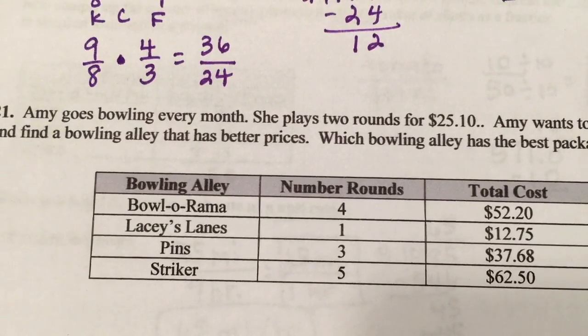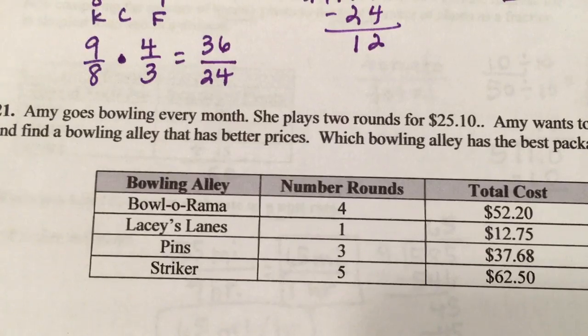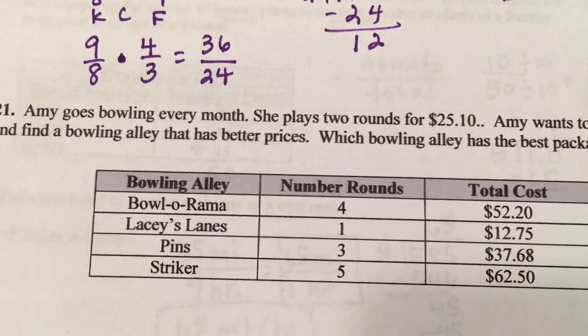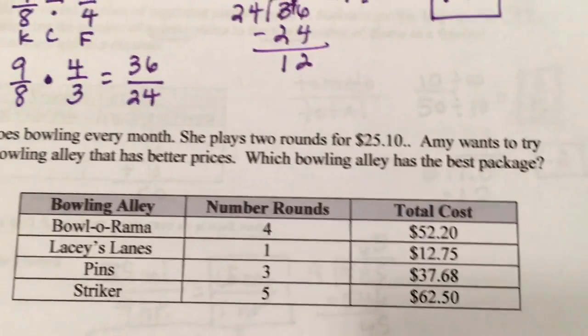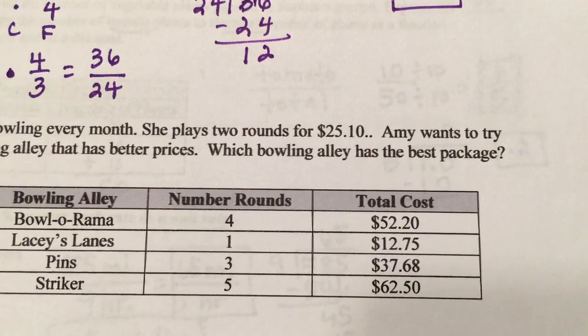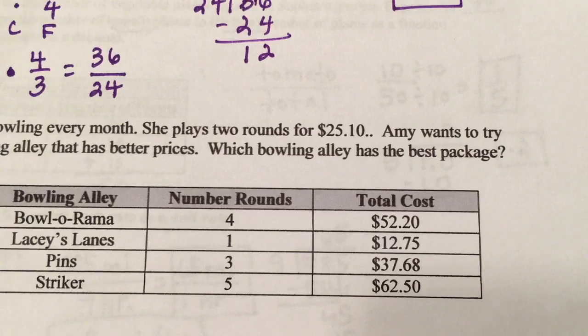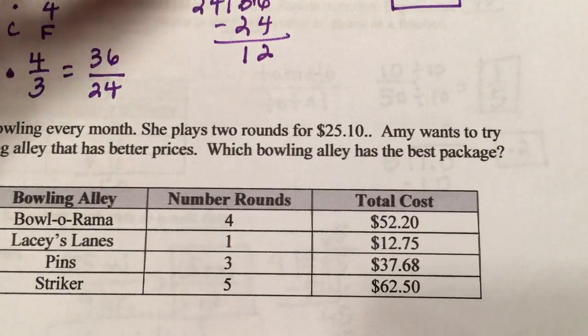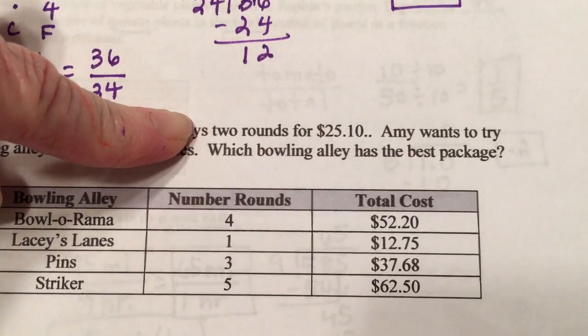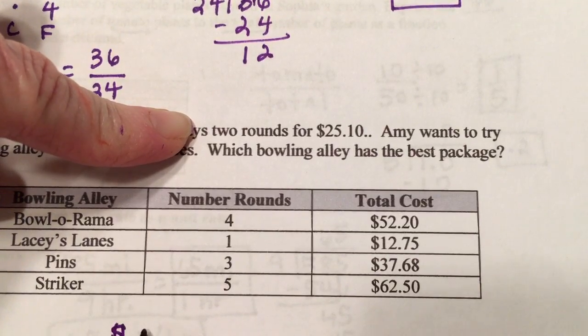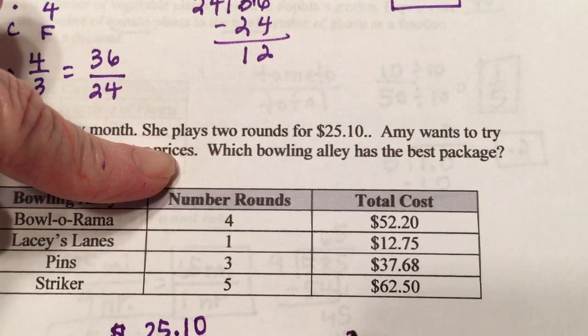And the last problem says, Amy goes bowling every month. She plays 2 rounds for $25.10. Amy wants to try and find a bowling alley that has better prices. Which bowling alley has the best package? All right, so when you're comparing the costs, you need to compare unit prices. Remember, unit is for 1. So if she can buy 2 rounds for $25.10, how much would 1 round be? Unit price, the price always goes on top. So I'm going to be dividing 25.10 by 2.